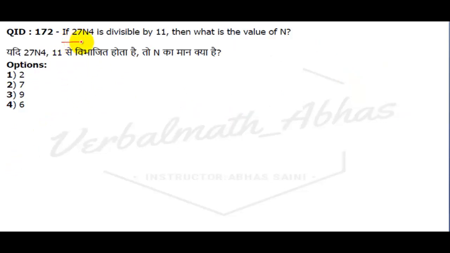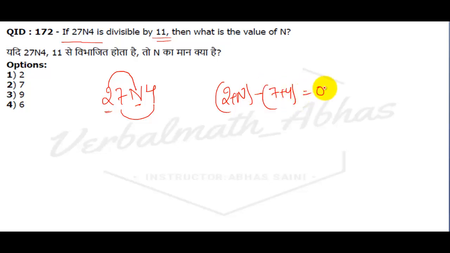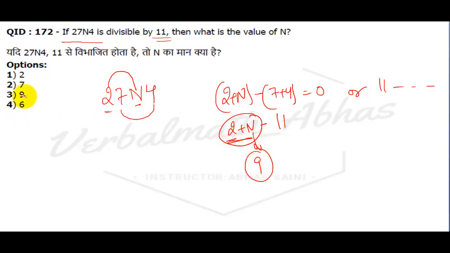If 2 n 7 4 is divisible by 11. If you know the divisibility rule of 11, you can do this verbally, simply. If I add the digits present at alternate places and then subtract them from each other, like 2 plus n subtracted by 7 plus 4, you will get either 0 or a multiple of 11. So simple, this is 2 plus n minus 11. The sum of this must be 11. So 2 is already taken, and I am left with only 9. So 9 must be the answer. This is the rule of divisibility: simply add the digits present at alternate places and subtract.